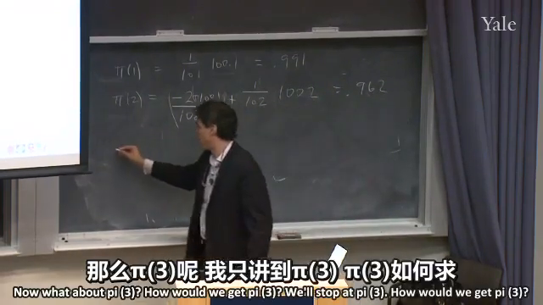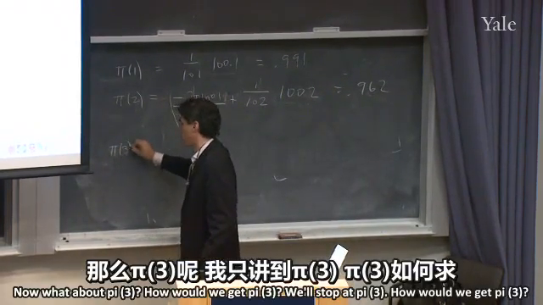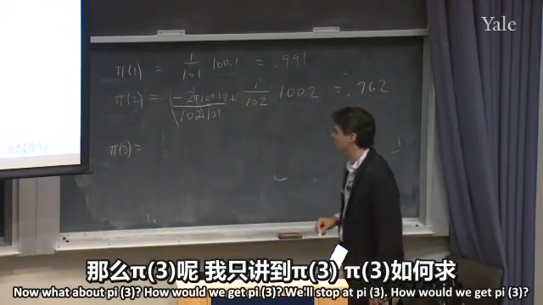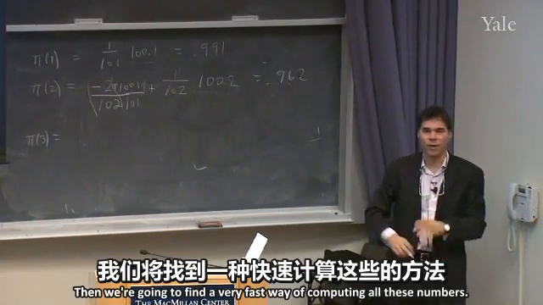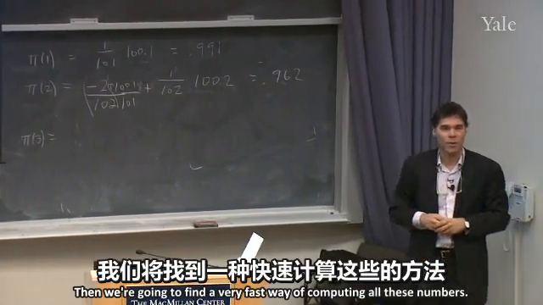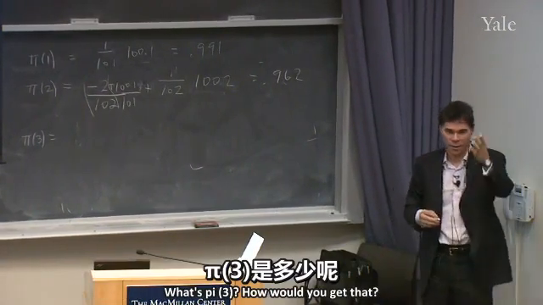Okay, now what about pi 3? How would we get pi 3? We'll stop at pi 3. How would we get pi 3? And then we're going to find a very fast way of computing all these numbers. What's pi 3? How would you get that? Yep.